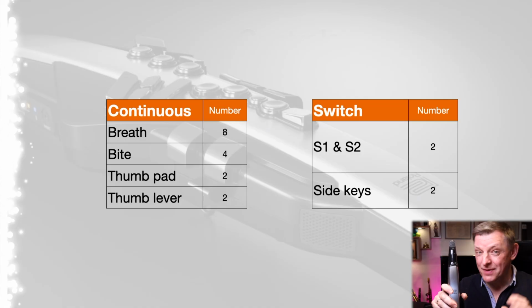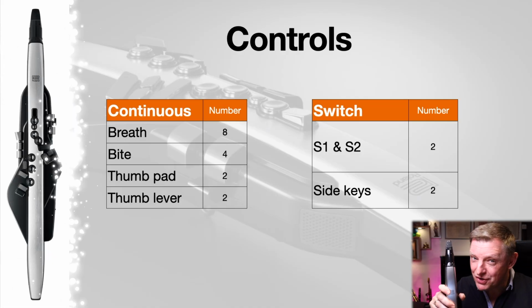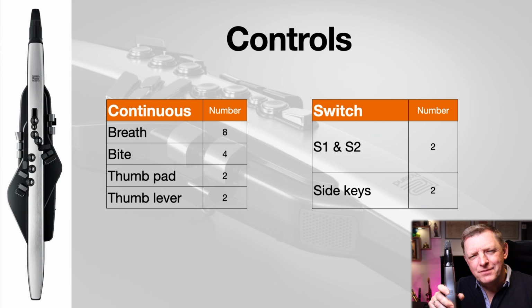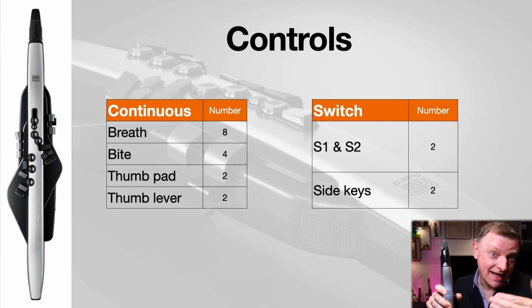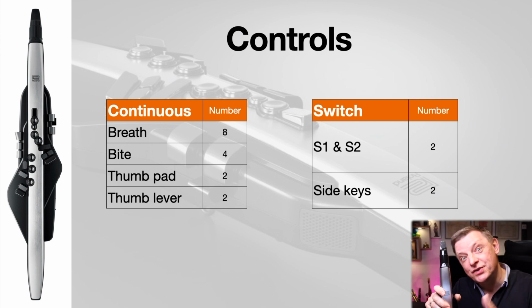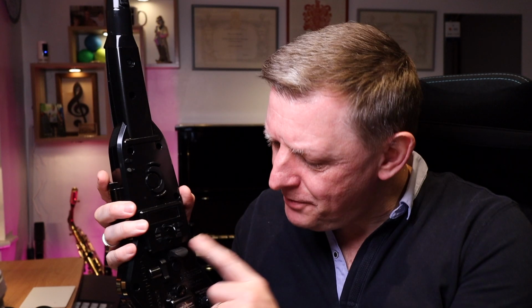The first type are continuous controllers. That means things that always are sending out information continuously. So things like the bite sensor, the breath sensor, the thumb pad and the thumb lever, they all send out information all of the time, quite a lot of it as well.